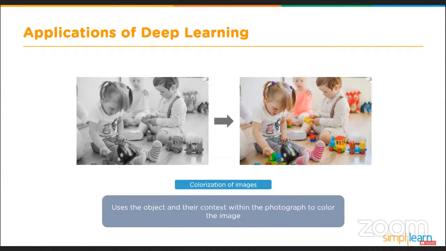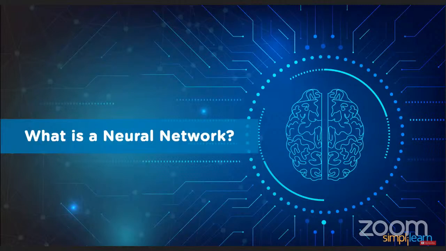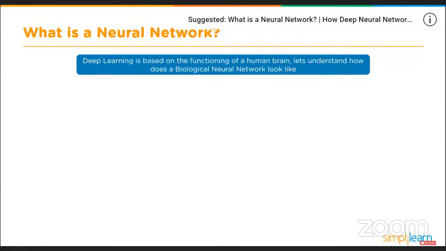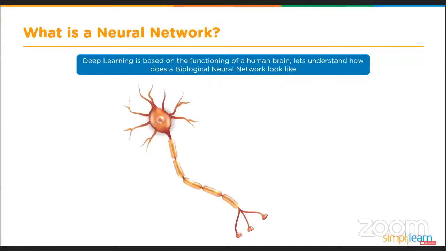But yes, this is one more application of deep learning. Now, one of the major secret sauces of deep learning is the neural network. Deep learning works on, or consists of, neural networks. So let us see what a neural network is. A neural network, or artificial neural network, is designed based on the human brain.